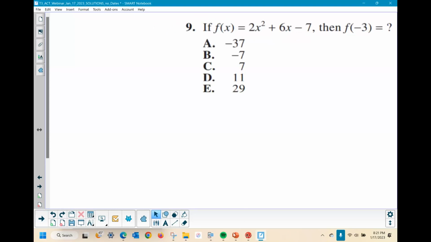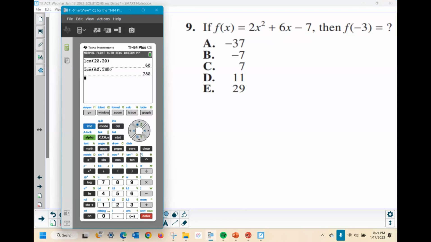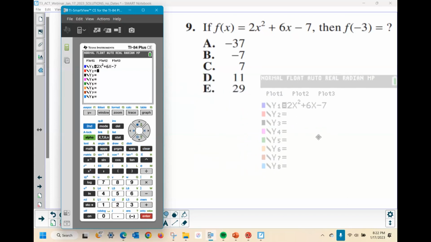I do want to do this one because there are several different ways to use the calculator to evaluate this. First of all, you can do it by hand, that's the obvious way. But I'm going to go to y equals and type this expression in for y1: 2x squared plus 6x minus 7. I didn't do it very well, so that will slow me down. Minus 7. And so I have that in y1.